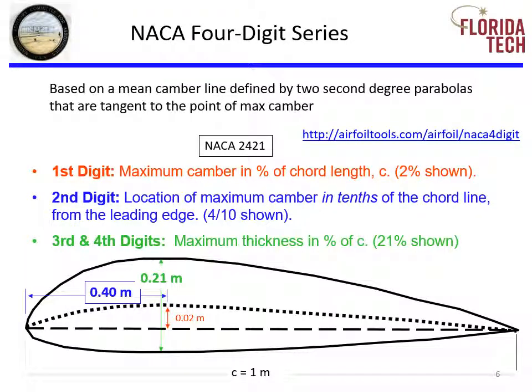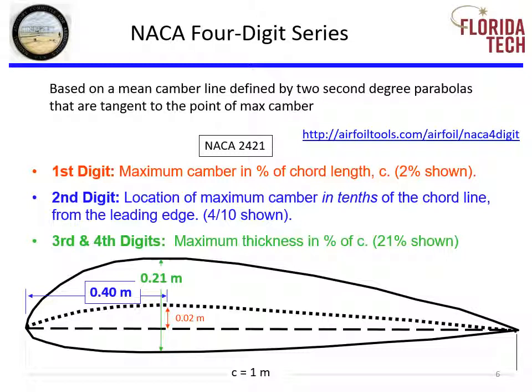The 4-digit series is based upon a mean camber line defined by two second-degree parabolas that are tangent at the point of maximum camber. The code used to define the resultant contour of the airfoil is composed of 4 digits. The first gives the amount of maximum camber in percent of chord, 2% for this example. To make the math easy, we use a chord of 1 meter.